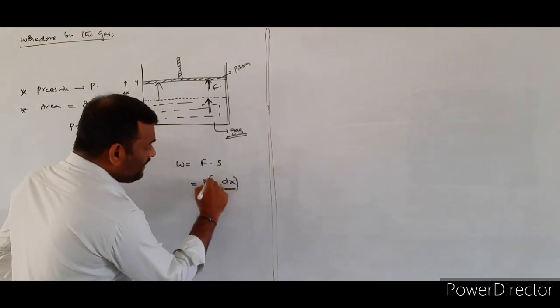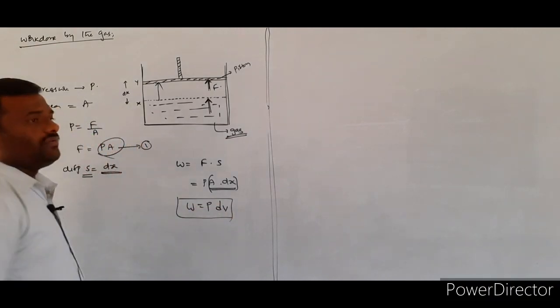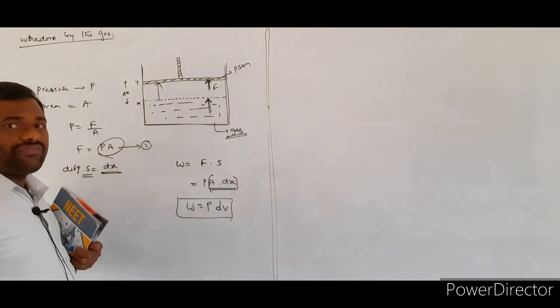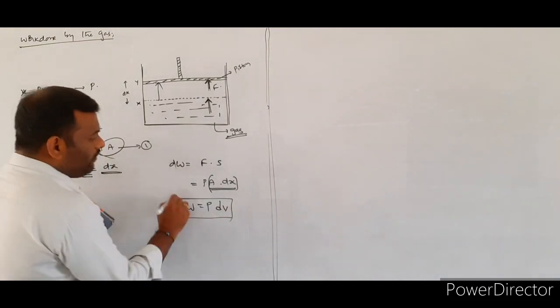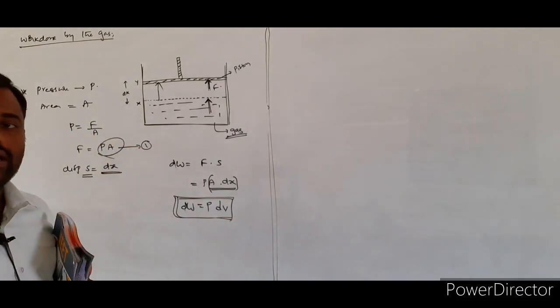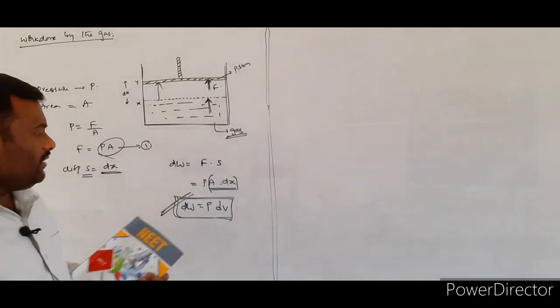Area into displacement is nothing but a change in volume. So for a small change in volume, the work done will be taken as dW. Therefore, the work done for a change in volume is dW equal to P into dV.